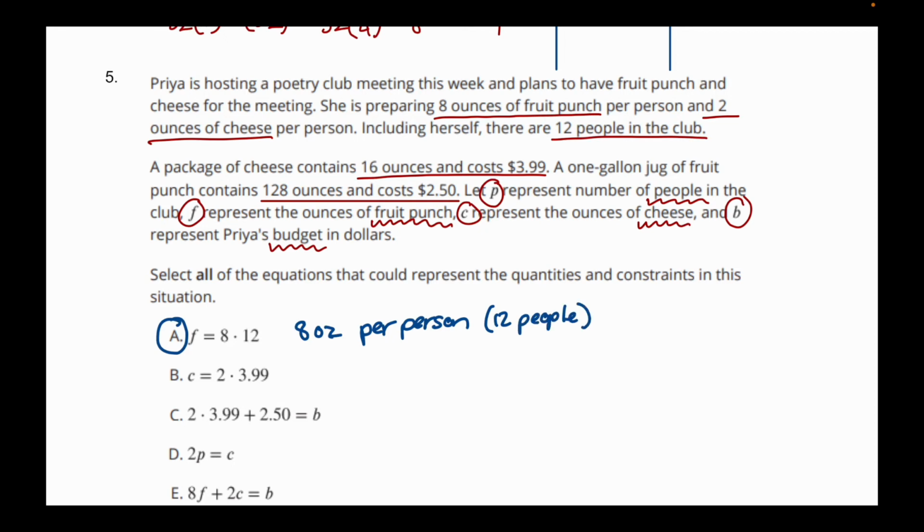So that's why that one works for us. Now C represents the amount of ounces of cheese, and they're saying 2 times $3.99. Well, $3.99 is not the ounces of cheese. That was a price. So I should not have dollars in here if I'm just looking for an amount of cheese, unless I'm like dividing. So B is not going to work for us here.